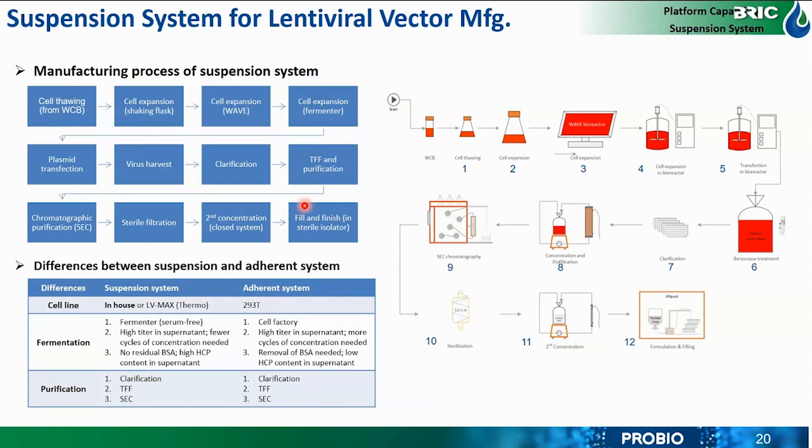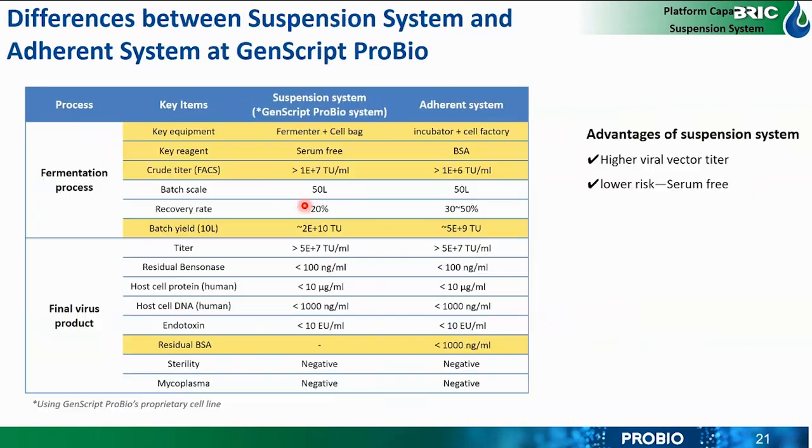And the right picture is a typical procedure for suspension lentivirus manufacturing. You use a wave and single-use bioreactor for the upstream, and the downstream uses the UFDF and chromatography steps to purify and concentrate the viral vectors. And this is the comparison between a suspension system and adherent system and the GenScript profile.